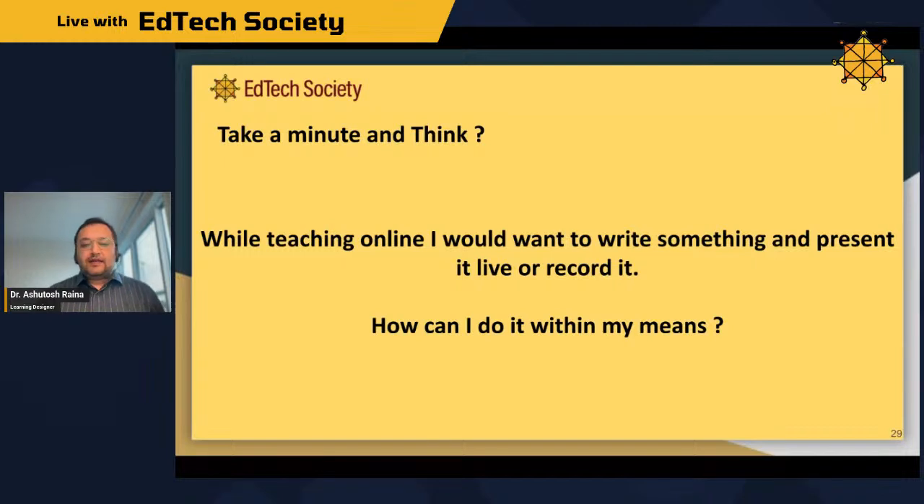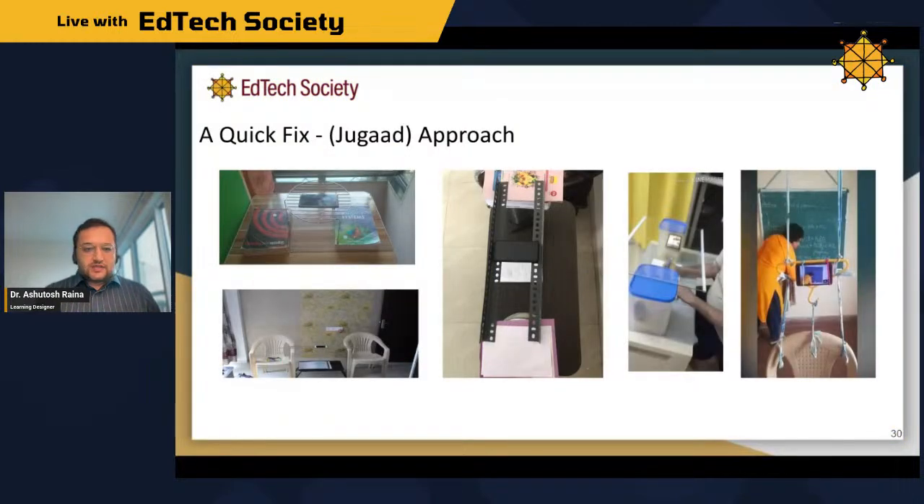So while teaching online, I would want to write something and present it live or record it. Okay, like I mean, as we are doing right now. But I want a system. Imagine this to be the time COVID hit and everybody was at home. So how can I have a system which helps me do that? So we had to take classes, but we did not have all that equipment. So we saw a lot of quick fixes.